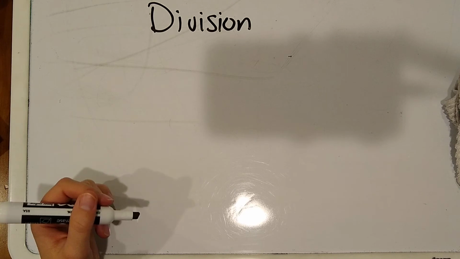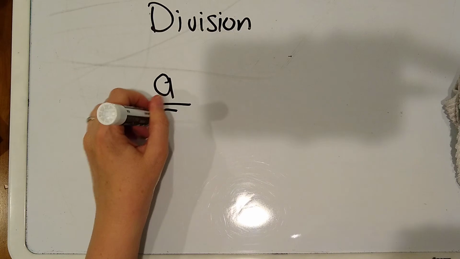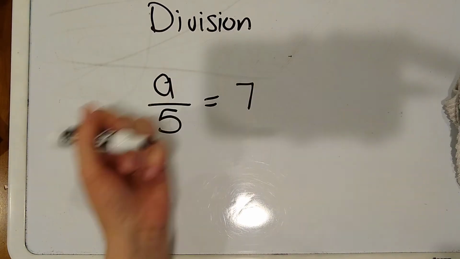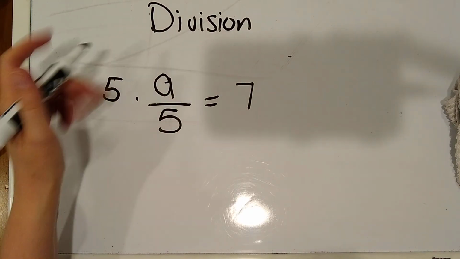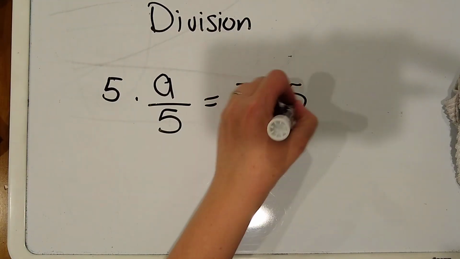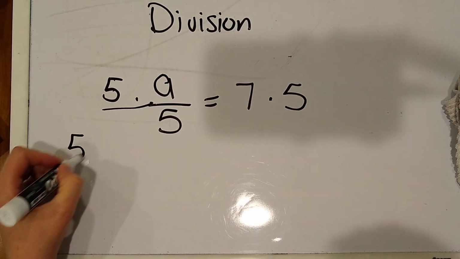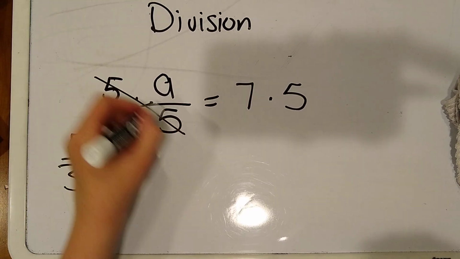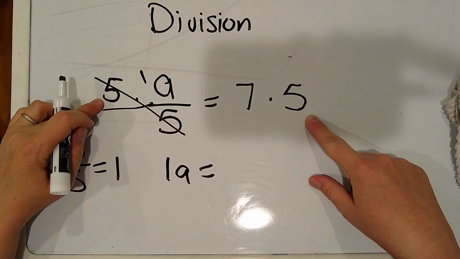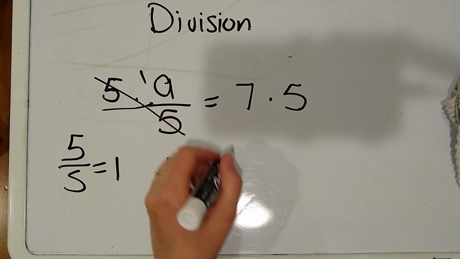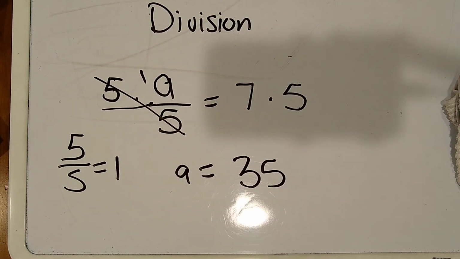How about if I just have a over 5 is equal to 7? Multiplying both sides by 5 because I need to get that a alone. That's the whole point; that's why I'm multiplying. I'm getting this fraction 5 over 5. 5 over 5 equals 1. So now I have 1a is equal to 7 times 5, because I made sure I multiplied both sides by 5. It equals 35. I don't need to put the 1a, and I get a equals 35.